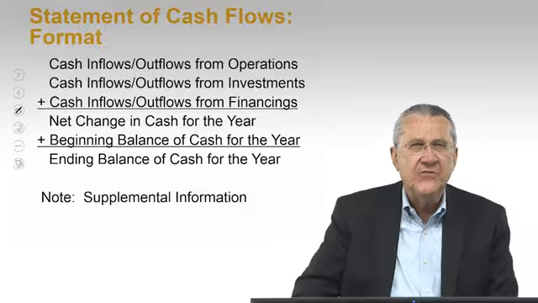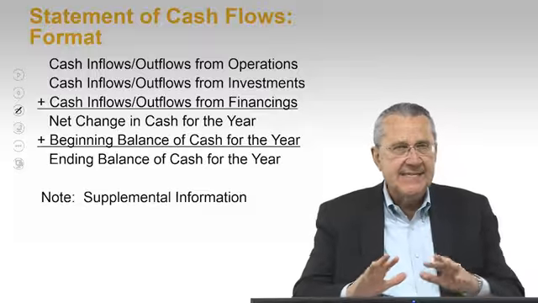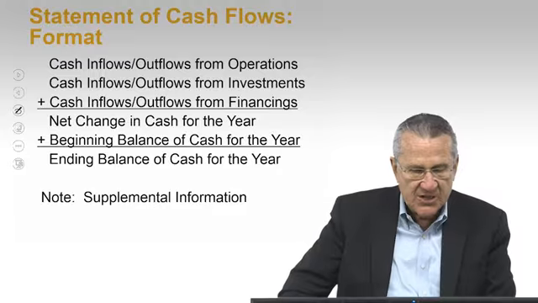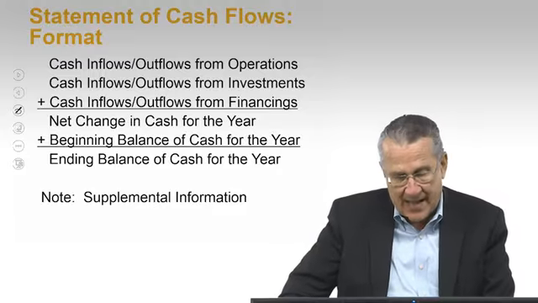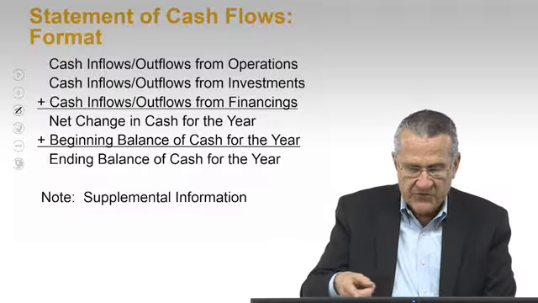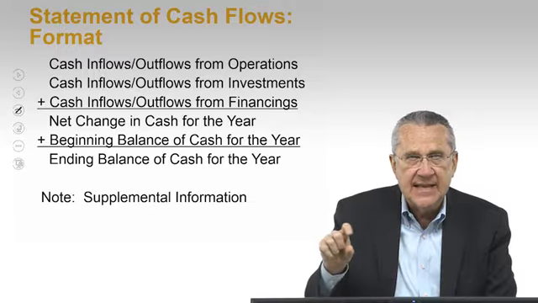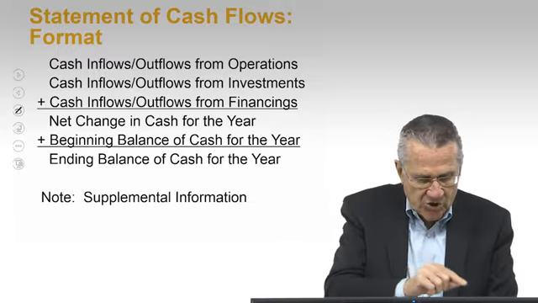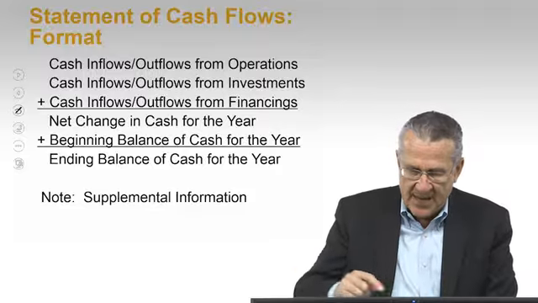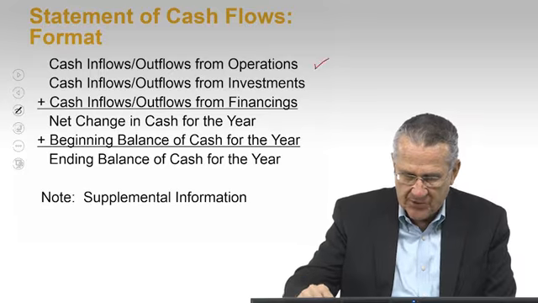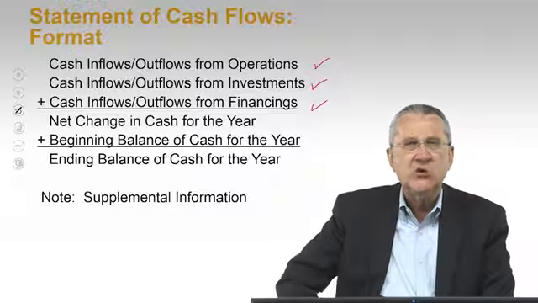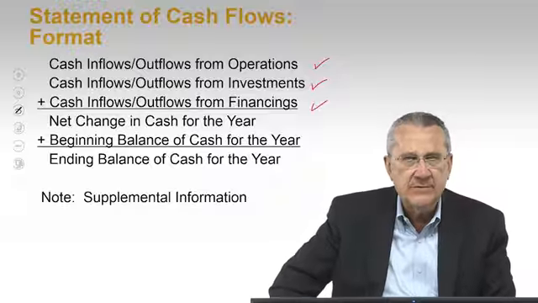Right, the statement of cash flows format in concept looks like this. We're going to calculate cash flows, inflows or outflows from operations. And we're going to show cash flows from investment activities separately as a separate number. And then we're going to show cash flows from financing activities as a separate number. Now, the addition of the three numbers that we're going to be generating here should give us the net change in cash for the year.